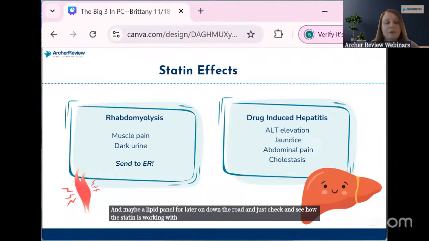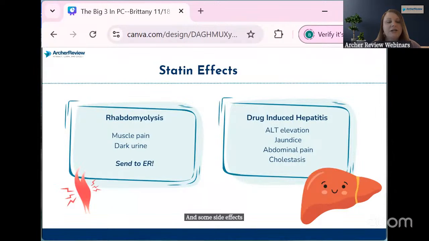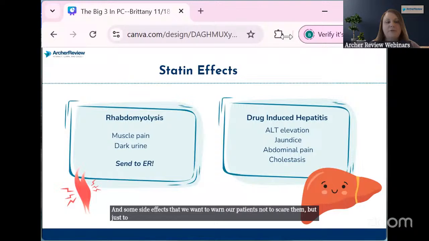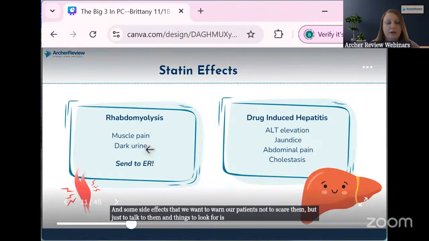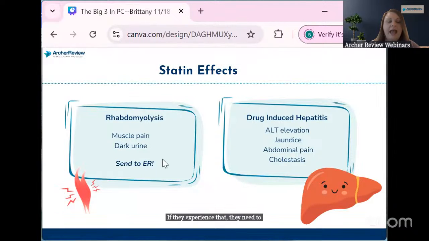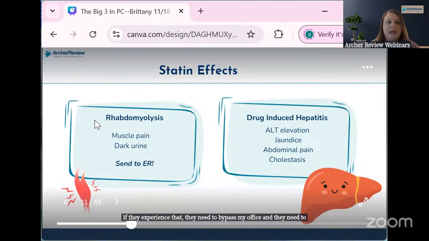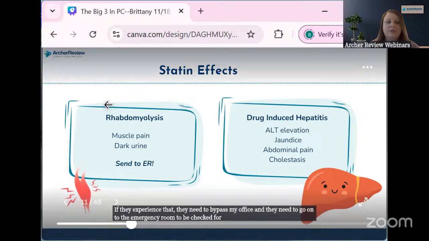And there are some side effects that we want to warn our patients about, not to scare them, but just to talk to them about things to look for, like muscle pain and dark urine. If they experience that, they need to bypass my office and go to the emergency room to be checked for something called rhabdomyolysis, which is where that muscle tissue is literally breaking down.